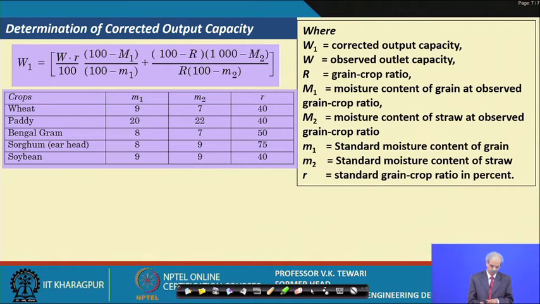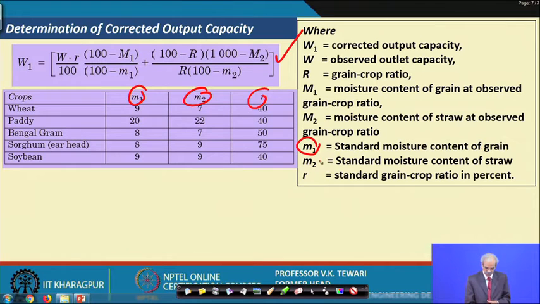So, this particular empirical equation has actually been used for finding out the corrected output capacity of the thresher. For some of the crops we have given you here, which you can always have a look at, particularly with respect to M1, M2 and R, where M1 is the standard moisture content of grain, M2 is the standard moisture content of the straw, and R is the standard grain crop ratio in percent.